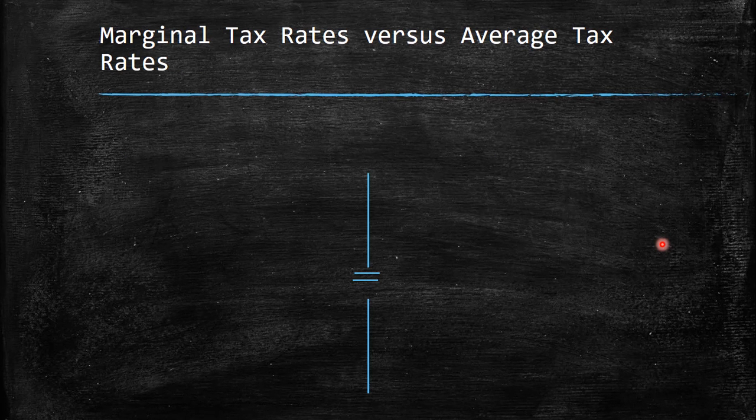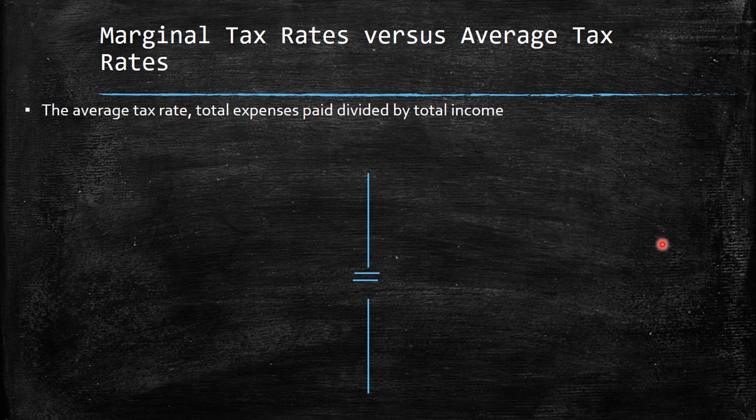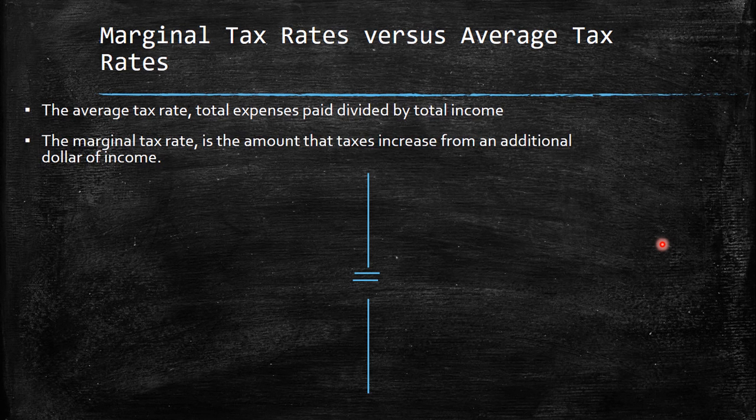So here now we need to differentiate between marginal tax rates versus average tax rates. So the average tax rate is basically the total expenses that you give to the government paid divided by total income. And instead we have that the marginal tax rate is the amount that taxes increase from an additional dollar of income. So let's put an example to be more clear.